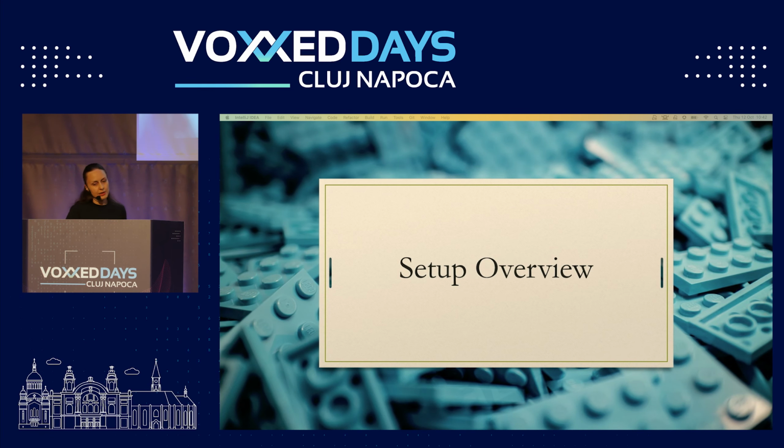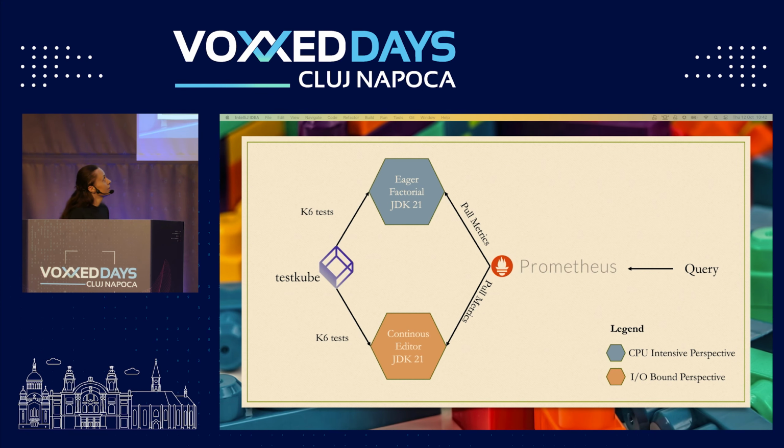So let's look at our setup. Well, my setup. I use two applications. One is called eager factorial, and what it does is eagerly calculate big factorials using big integers. From my point of view, it's a CPU-intensive operation to calculate big factorials, like factorial of 2000. It's quite a lot of mathematics. The second one is continuously editing a file for a while, so it works a lot with the file system.